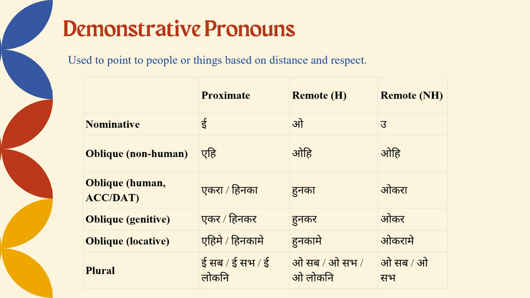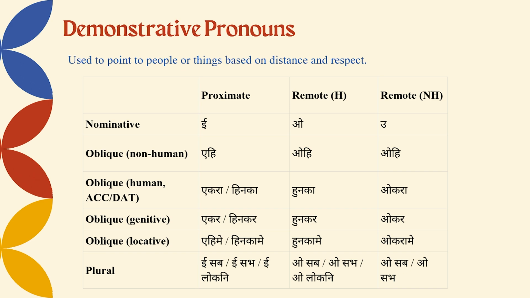Then in oblique case, objective case, for non-human reference we have a for proximate and oi for remote, both honorific and non-honorific. For human reference, the accusative and dative case are the same. We had ekra, which is proximate non-honorific, and hinka, which is proximate honorific. And for remote we had hunka, which is honorific, and okra, which is non-honorific.